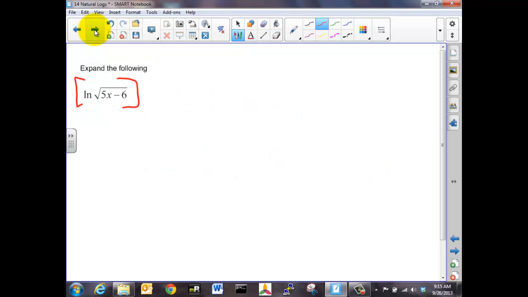How can this be expanded? The Ln of root 5x minus 6. 5x minus 6. Okay?